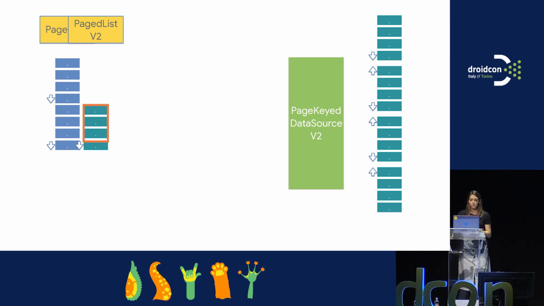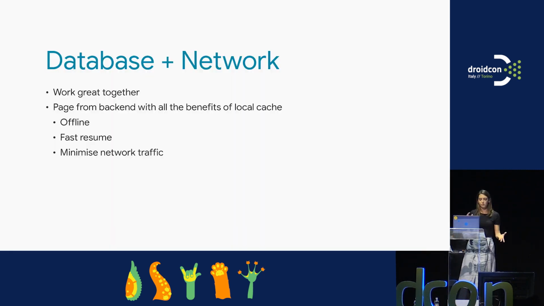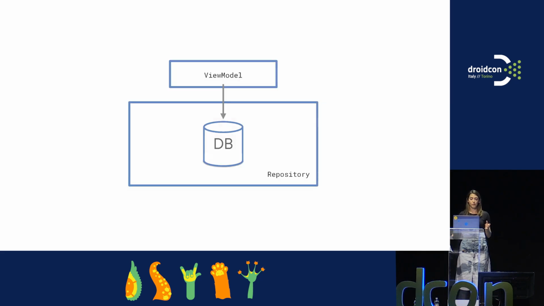OK. We talked about data sources, but we didn't really look at what happens when you need to get the data from the database and the network. So the thing is that they work great together. It means that you are able to page the backend with all the benefits from a local cache. You're able to support offline cases. You're able to easily resume your application. And you're minimizing the network traffic. Well, let's see how this can be implemented. So I said that the view model would work with a repository.